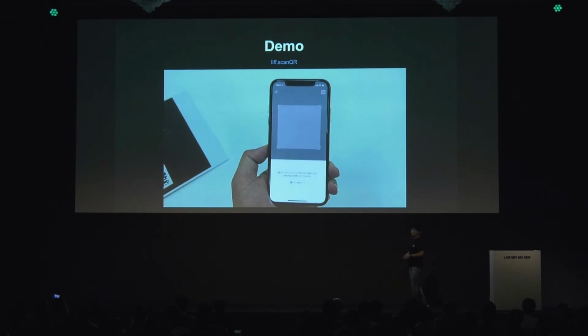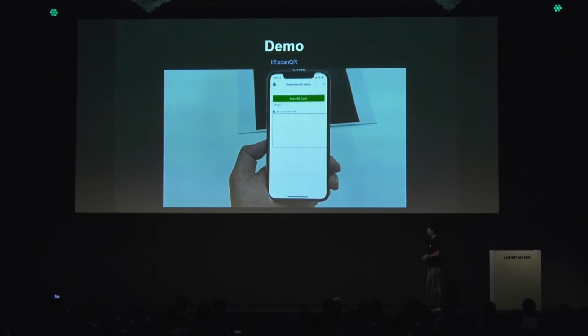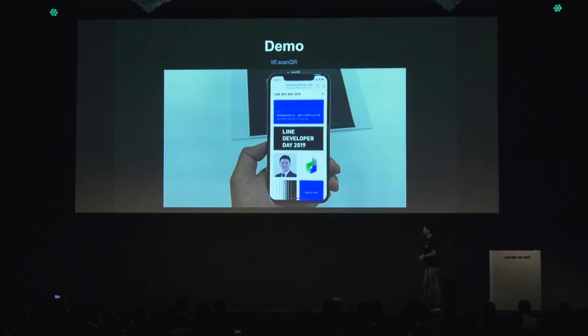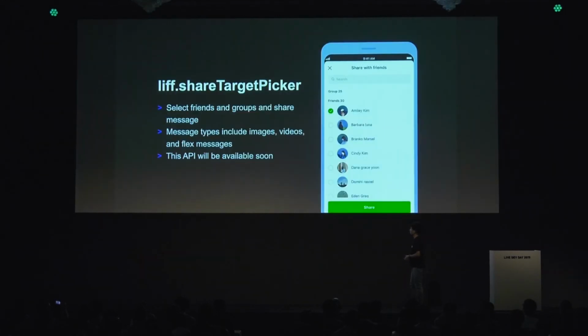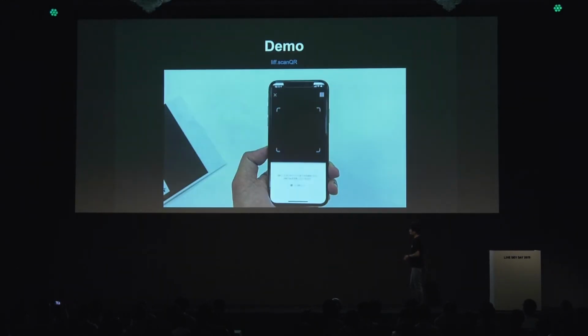I will show you a demo. From LIFF, the QR code reader is shown. And here, this is a URL. It is obtained, and the URL can be opened in the browser. This is a very simple demo, so it's not very practical. But for example, reading tickets or an inventory management system can be developed using a LIFF app.